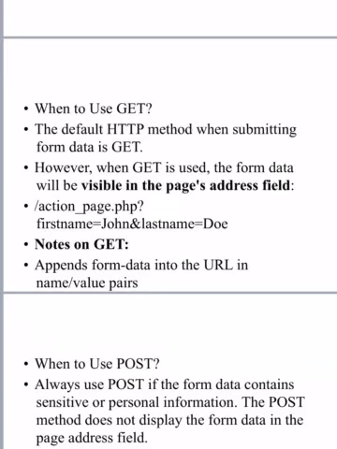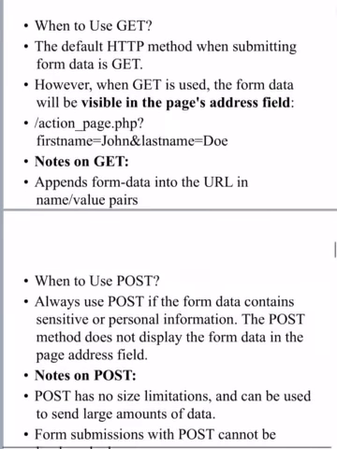Whatever you type, even if you are typing a password, that password will be visible. If you are using method equal to get, it won't hide the details. It won't stop others from seeing it. It openly shows the results of what is being typed in the form.